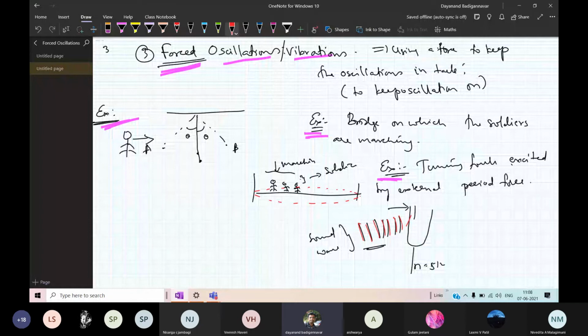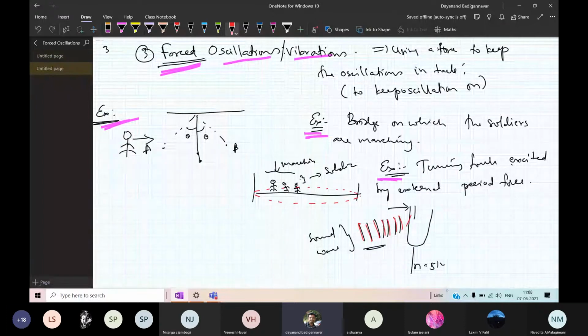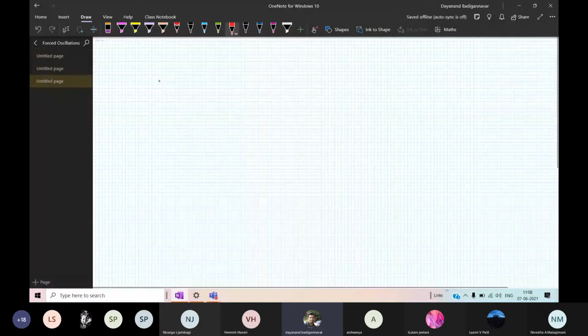Okay, so let us go for the theory of forced oscillation. Go for the second one. Okay, so theory, very important. Theory of forced oscillations.